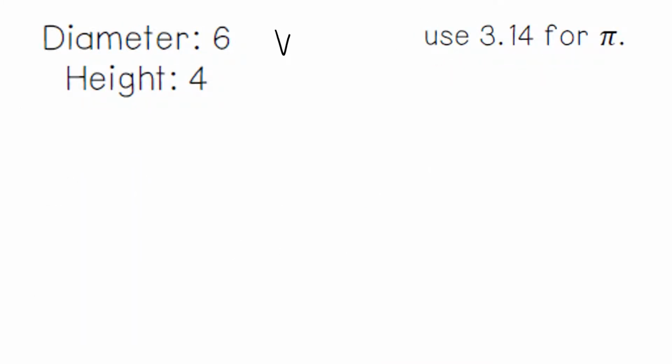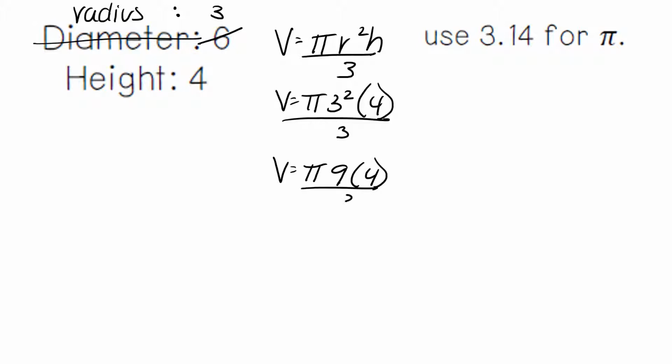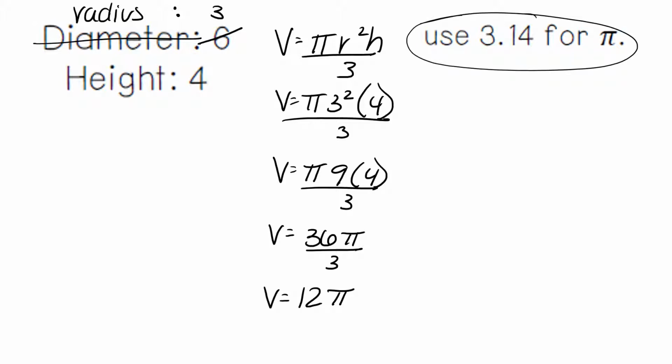For this problem, we're using our formula for the cone, V equals pi r squared h divided by 3. This problem gives us the diameter. We do not want the diameter, we want the radius. The radius is half, so instead of 6, we're going to use 3. So 3 squared is our radius, and our height is 4. 3 squared is going to give us 9. 9 times 4 is going to give us 36. 36 divided by 3 is going to give us 12. And the directions say to use 3.14 for pi.